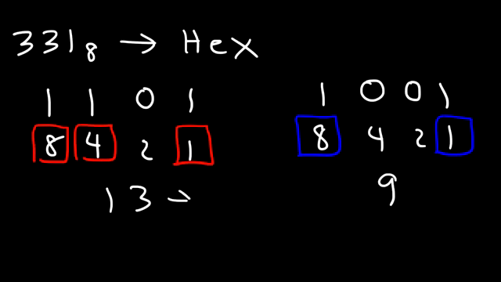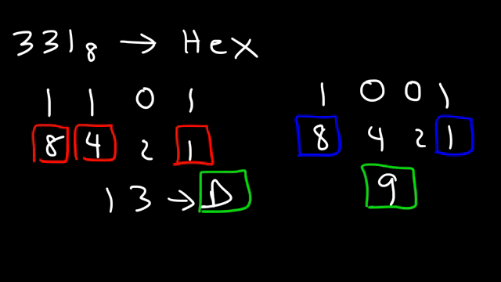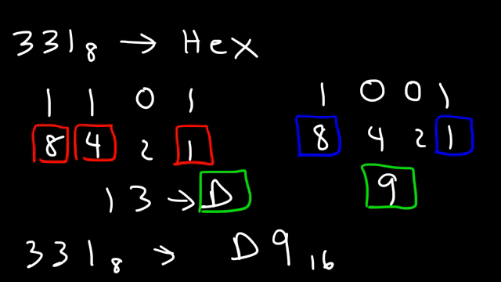Now 13 corresponds to D in the hexadecimal system. So we have a D and then we have a 9, reading it from left to right. So our final answer is this: 331 in the octal system corresponds to D9 in the hexadecimal system. So this is the answer.